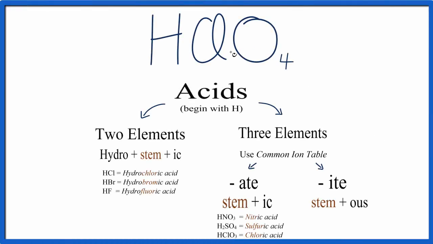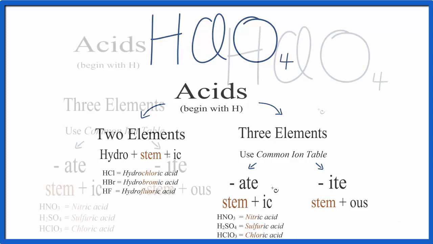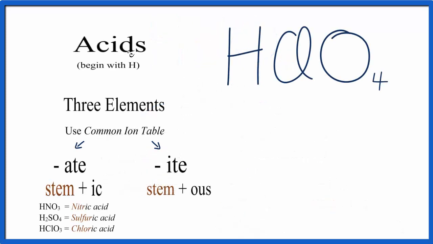To write the name for HClO4, perchloric acid, we use the flowchart and a common ion table. We have three different elements here, H, Cl, and O. That means that we'll use this part here of our flowchart to name HClO4. We have our H here, that's what tells us it's an acid, and then we have the ClO4, which is a polyatomic ion. And it'll have a negative charge because the H has a positive charge.